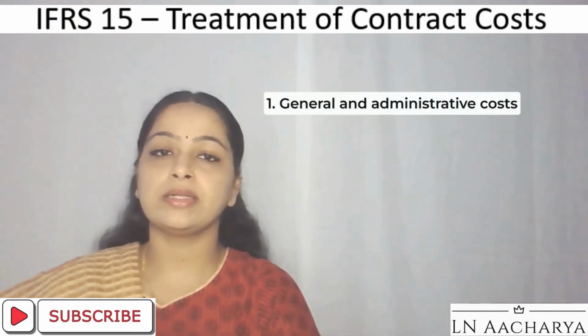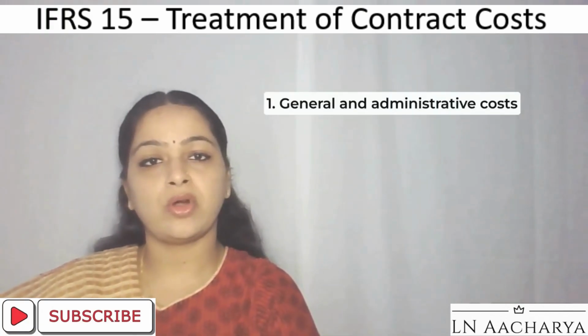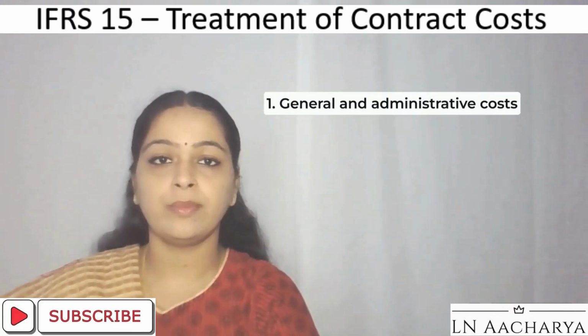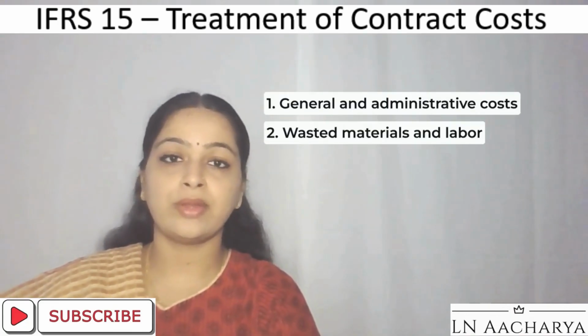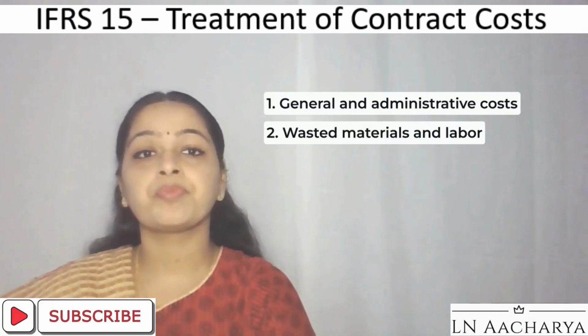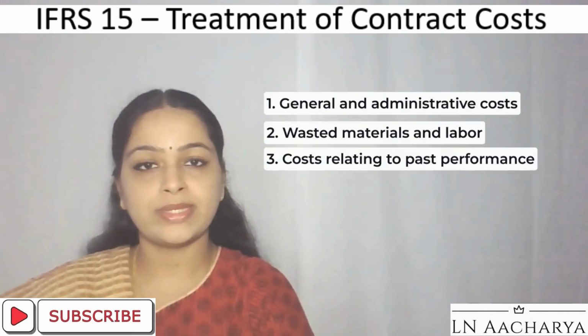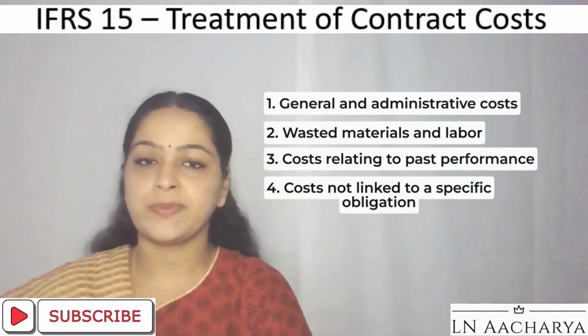Certain costs must always be expensed immediately. These include general and administrative costs unless chargeable to the customer, wasted materials and labor that were not reflected in the contract price, costs that relate to the past performance, and costs that cannot be linked to a specific obligation. For example, a manufacturing company enters into a contract to supply custom machinery but ends up wasting significant materials due to a design flaw. Since these wasted materials were not part of the contract price, they must be expensed off immediately.